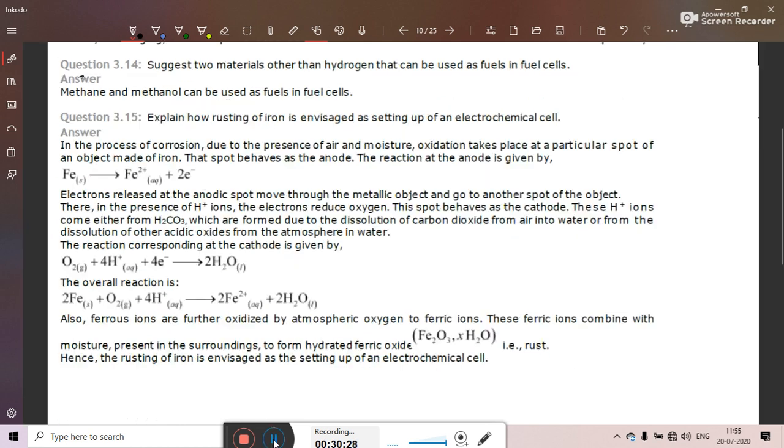Now number 14 is: suggest two materials, other than hydrogen, that can be used as fuel in a fuel cell. So the other two materials are methane and methanol, which can also be used as fuel in a fuel cell.